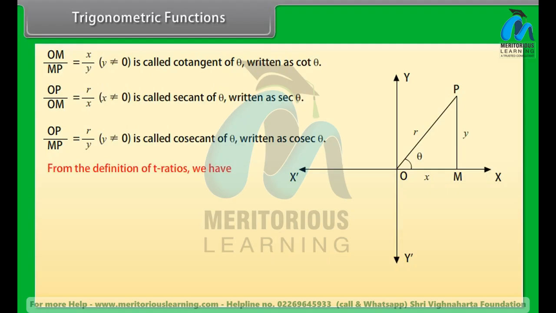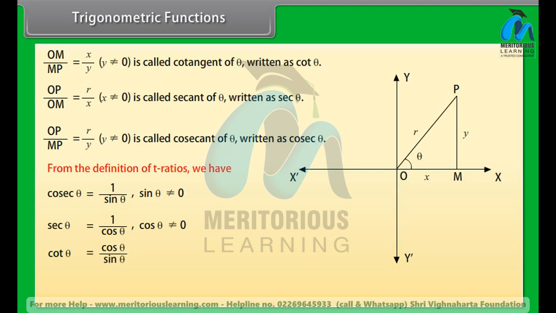From the definition of T ratios, we have cosec theta is equal to 1 by sin theta, sin theta not equal to 0. Sec theta is equal to 1 by cos theta, cos theta not equal to 0. Cot theta is equal to cos theta upon sin theta, sin theta not equal to 0. Tan theta is equal to sin theta by cos theta, cos theta not equal to 0.